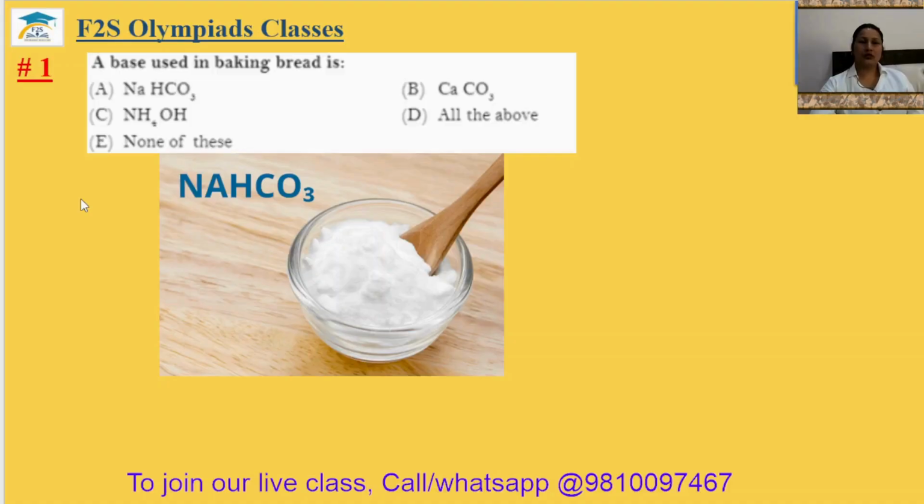Grade 7 Silver Zone Comprehensive Book, Chapter 4 Acid, Bases, and Salts. Video Part 1, Question number 1. A base used in baking bread is. The base used is baking soda, and the formula for baking soda is NaHCO3, sodium bicarbonate. So this is option A. The first answer will be option A.